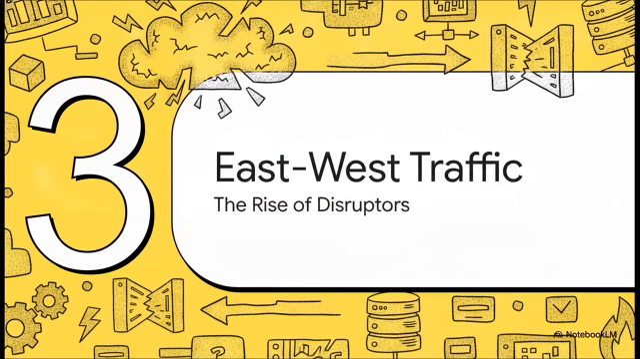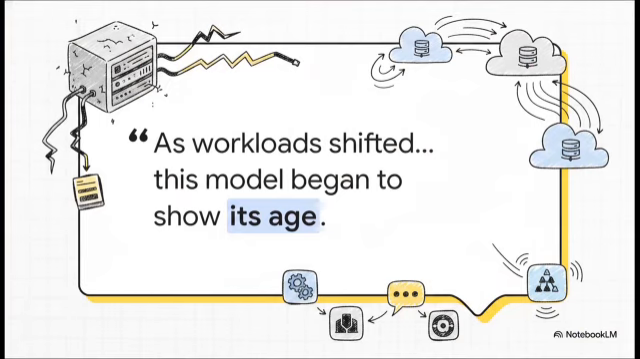Which brings us to section 3, the rise of east-west traffic, or as I like to call them, the disruptors. There's a quote from our source material that sums this up perfectly. As workloads shifted toward virtualization, cloud, and distributed systems, this model began to show its age. And yeah, it really did. The old architecture simply wasn't built for a world where applications are entirely decentralized, and servers need to constantly and instantly talk directly to one another.